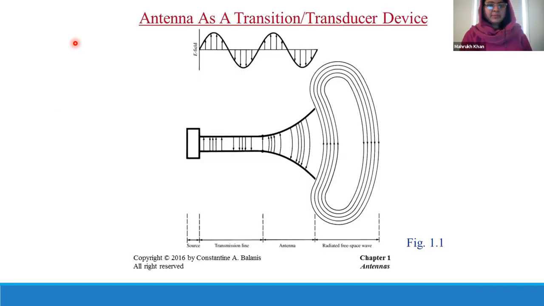First, this is the simplest conceptual diagram of a device that is generating an EM wave. If this is a source, and there are two wires in which current is flowing, they will have an electric field between them. This electric field is alternating. That's why you are seeing different directions of arrows here. Sometimes it's positive, sometimes it's negative. So this is the electric field that is going in the transmission line.